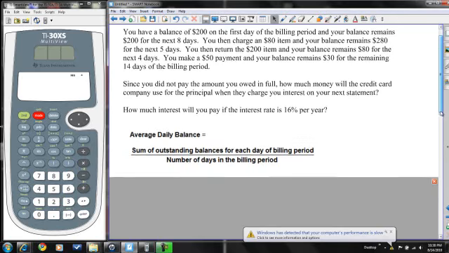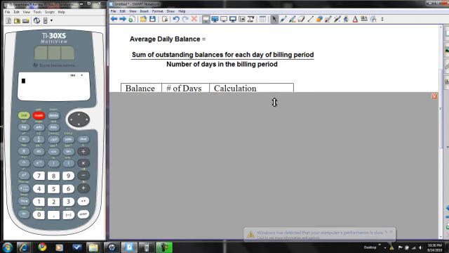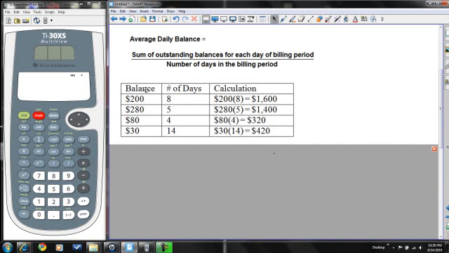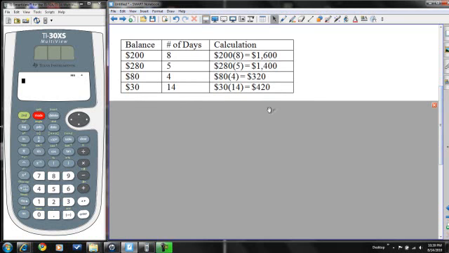So we're going to set up a table, and in that table we're going to have the balance, the number of days, and then we're going to multiply the balance times the days to calculate this third column. So 200 times 8 is 1600. 280 times 5 is 1400, 80 times 4 is $320, and 30 times 14 is $420. That represents all of the days of that month, the balance on each day.